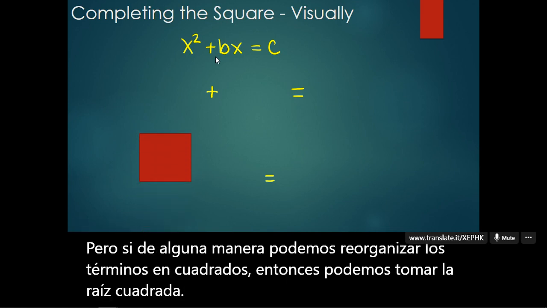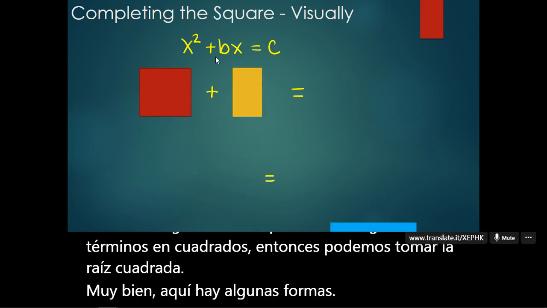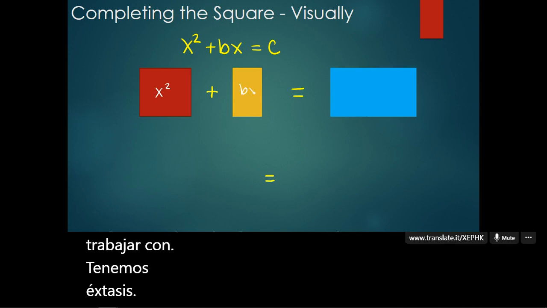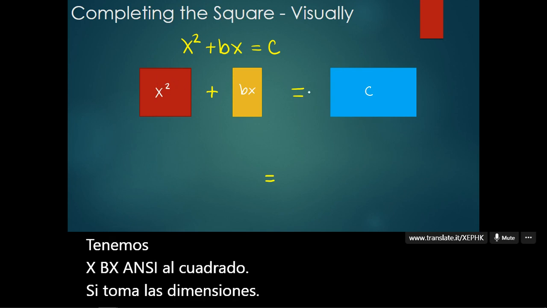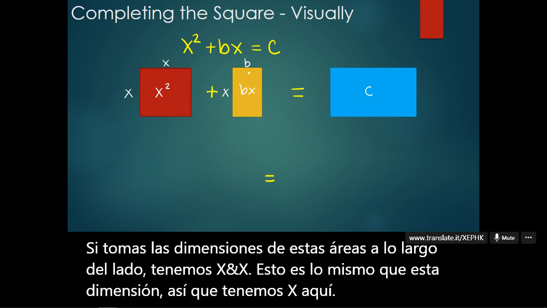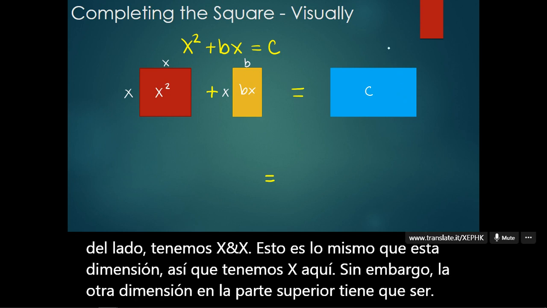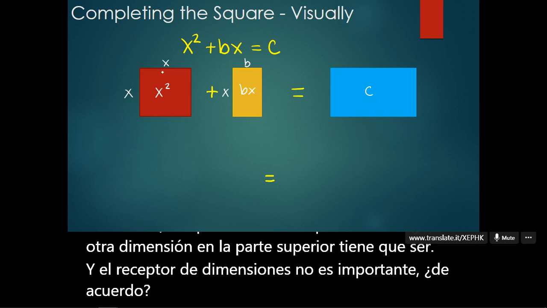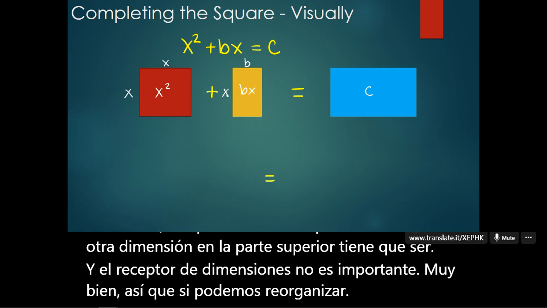All right, so here are some shapes that we're going to work with. We have x squared, bx, and c. If we take the dimensions of these areas along the side, we have x and x. This is the same as this dimension, so we have x here. However, the other dimension along the top has to be b. And the dimensions for c are not important. All right, so if we can rearrange this into a square, we can take the square root.